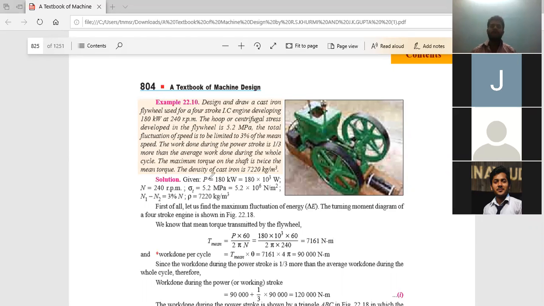If we want to design the flywheel, that means we have to calculate all the possible dimensions. Let us calculate step by step. First one, let us find out the mean torque of the problem. How will I find it out?